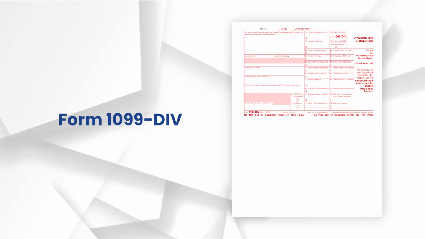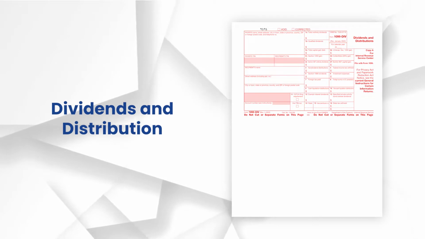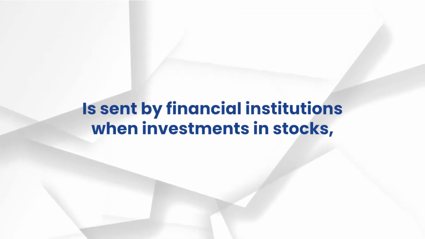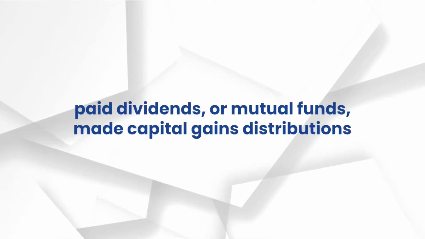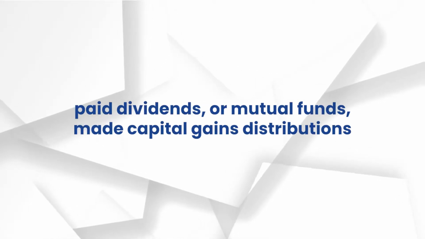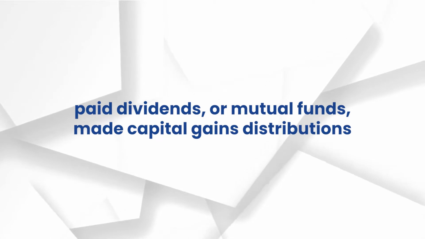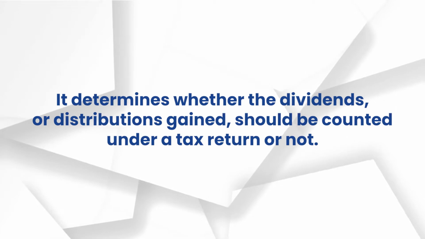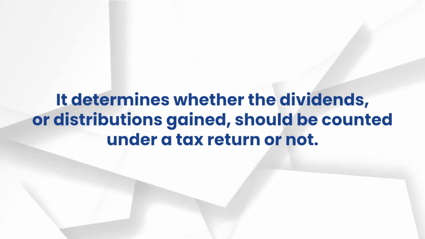Form 1099 DIV, also known as Dividends and Distributions, is sent by financial institutions when investments in stocks paid dividends, or mutual funds made capital gains distributions. It determines whether the dividends or distributions gained should be counted under a tax return or not.